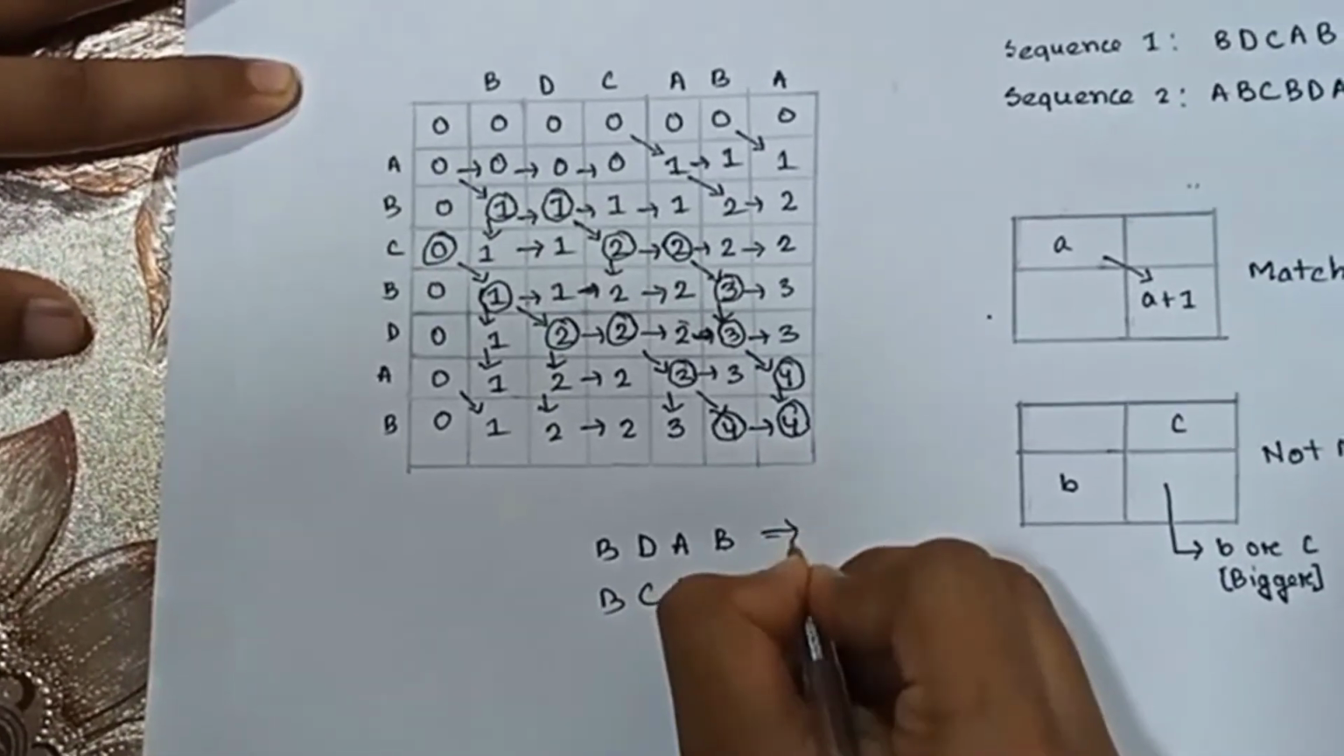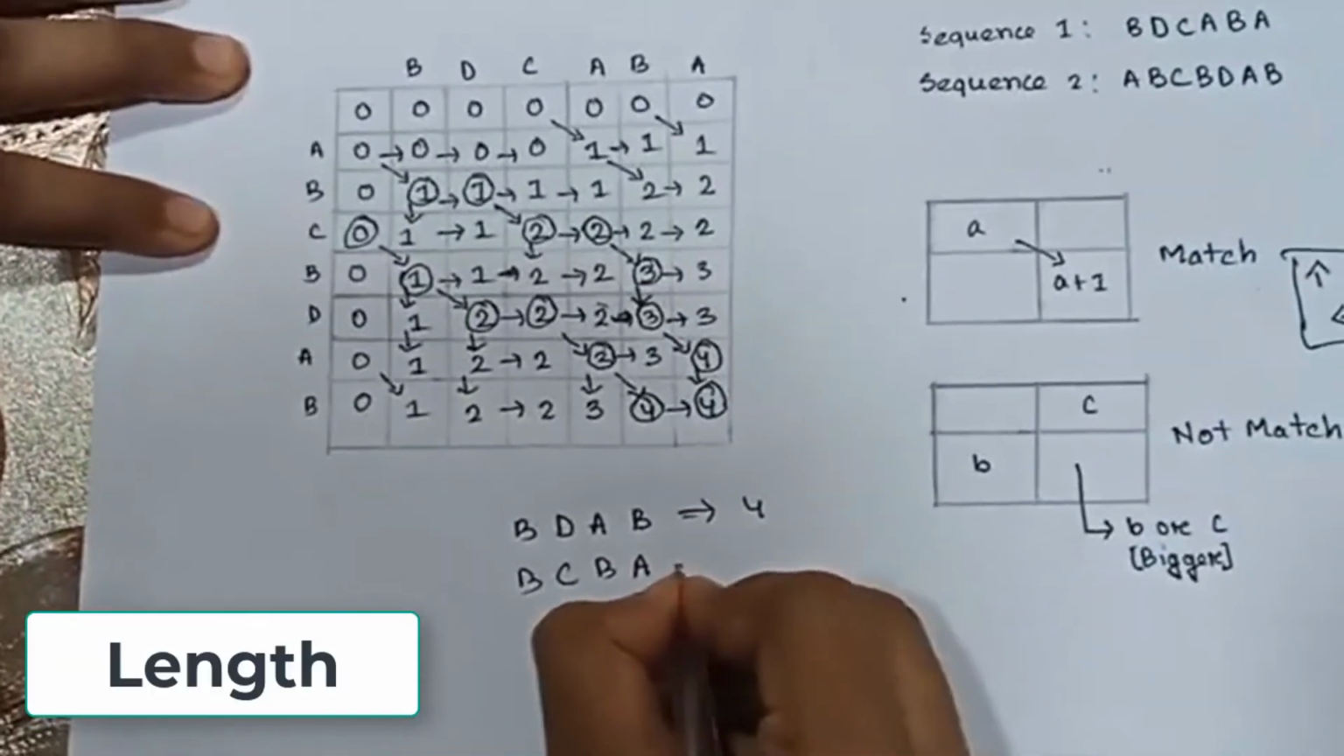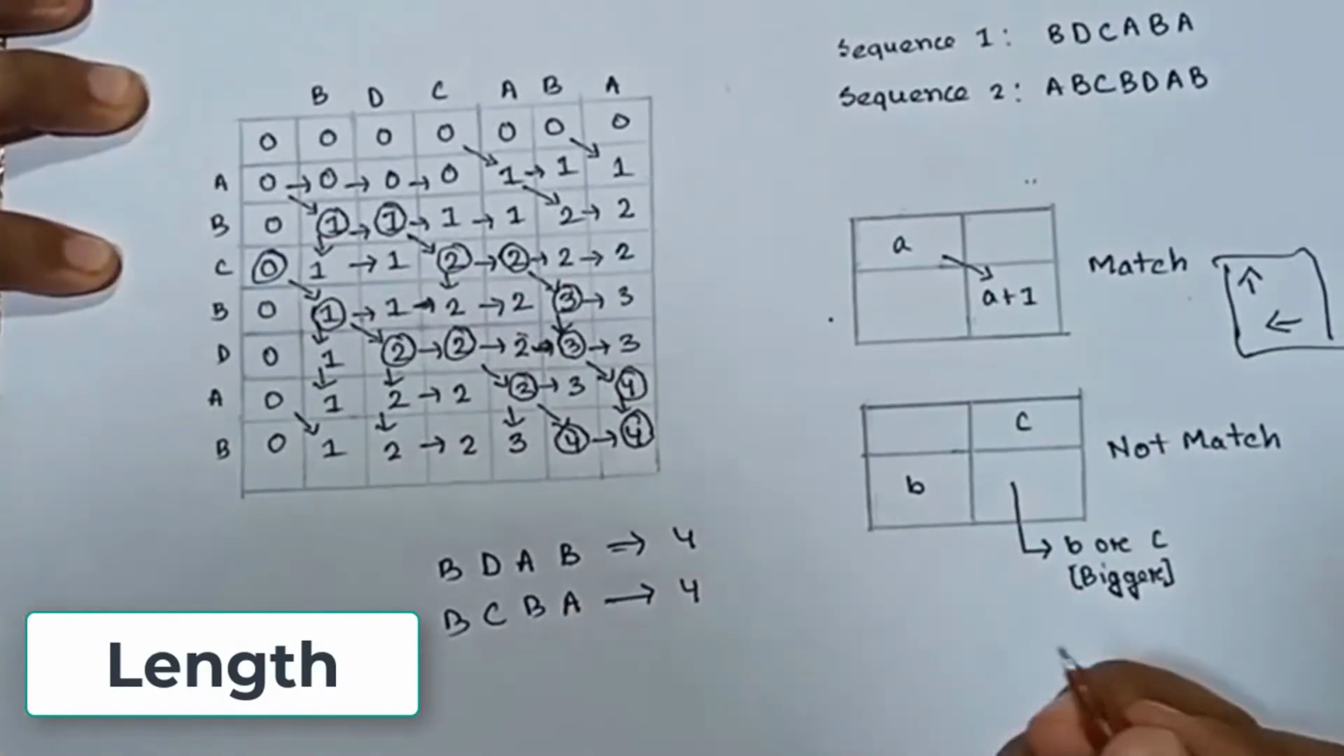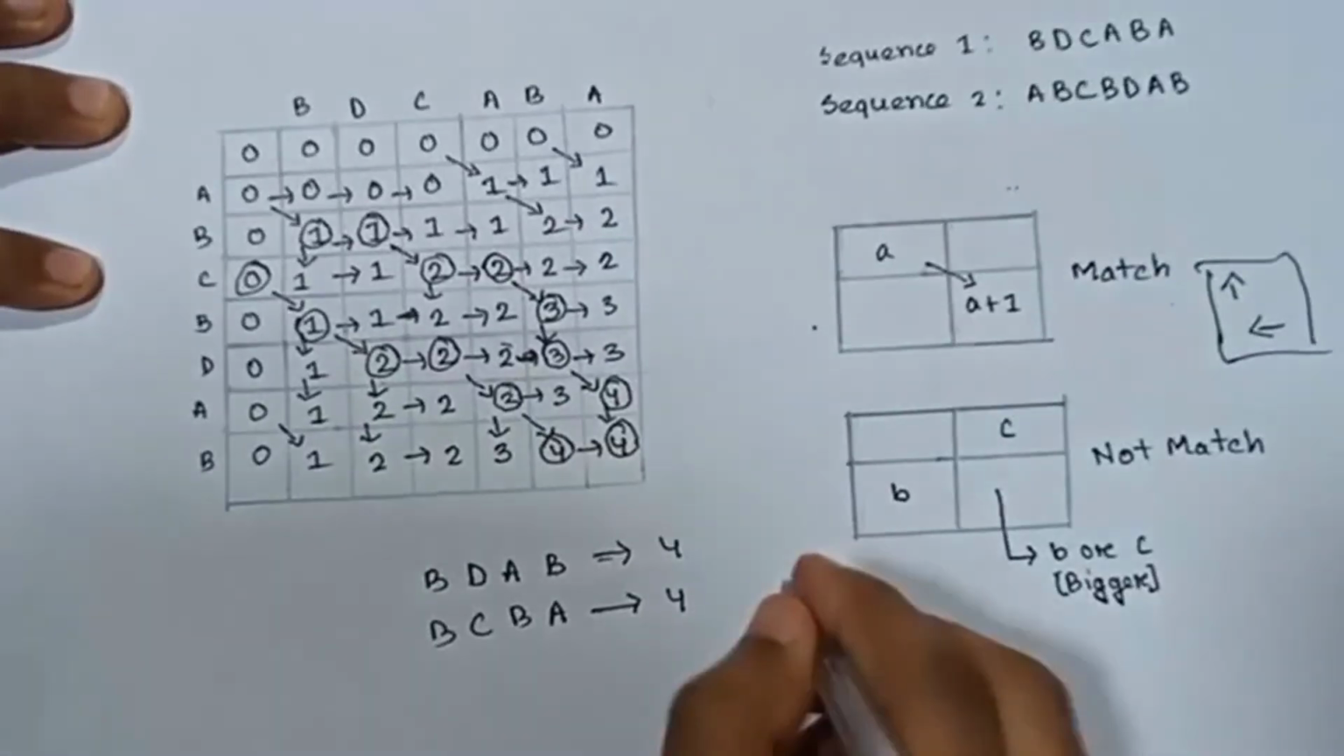After that, the length of B, D, A, B, A is 4, and B, C, B, A is 4. That's all about the longest common subsequence.